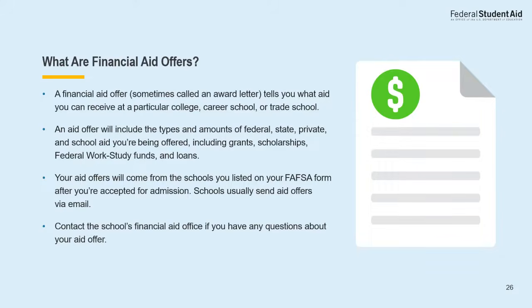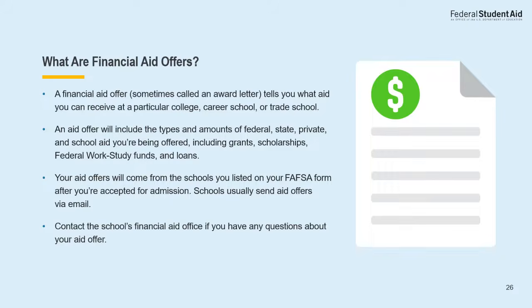Now, it's important to remember that an aid offer will include all of your financial aid types and amounts. This includes federal, state, private, and school aid. It often breaks it down by indicating if they're grants or scholarships, work study funds, or loan funds. It's a lot of information contained in this aid offer, and it's so important that you carefully read through it so you understand the types and amounts of aid you're eligible for.